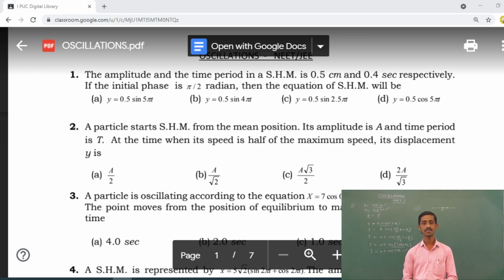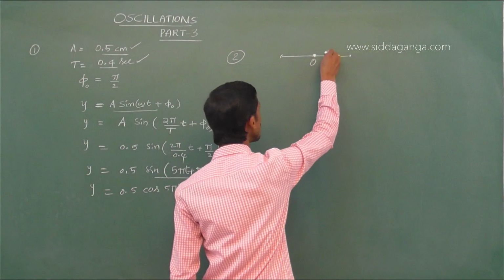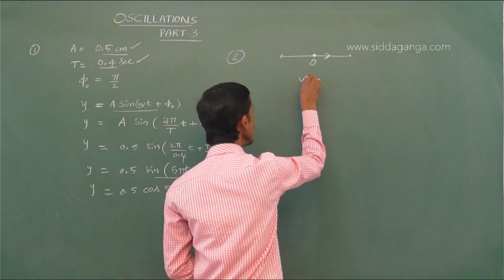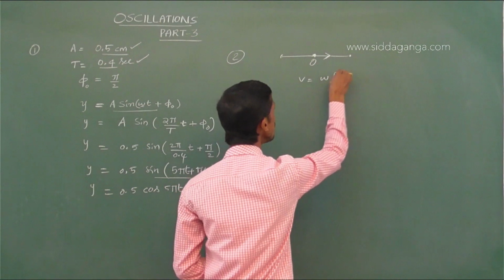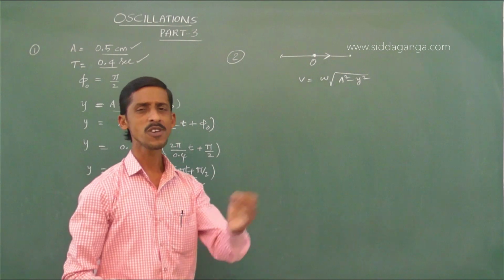At the time when its speed is half of the maximum speed, we need its displacement y. The particle started from equilibrium, so the equation for velocity is v equals omega into square root of A square minus y square. The question is very clear.